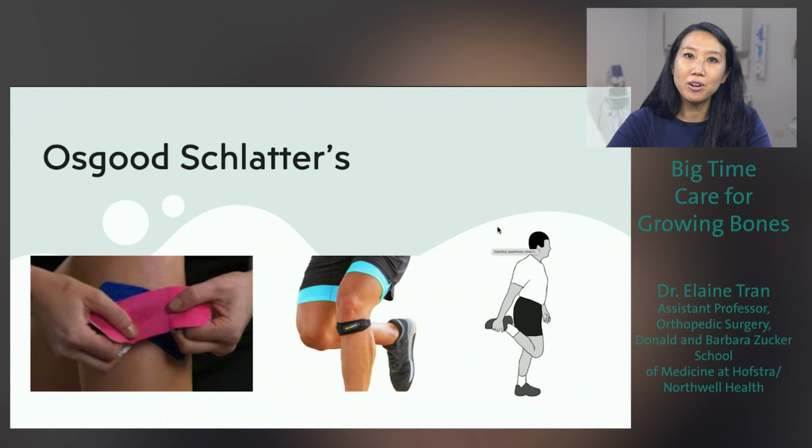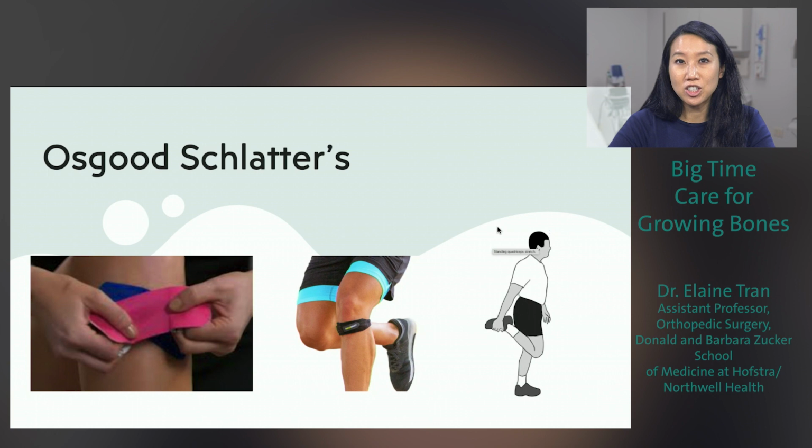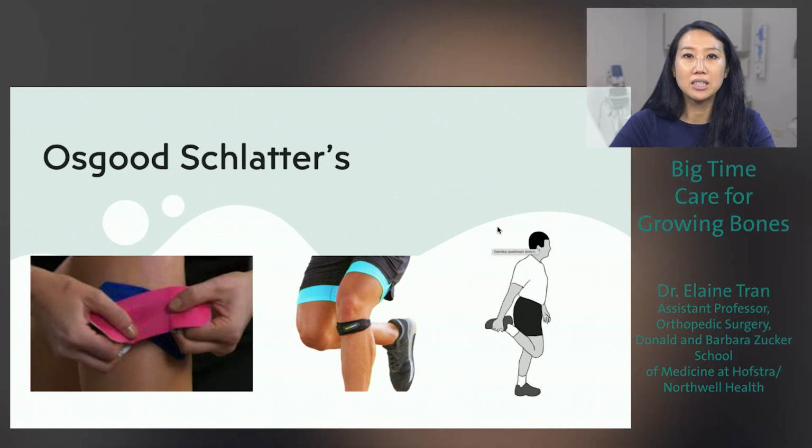But it is something that can happen on one side, on the other side. It can come and go. It can be on both sides. So understanding how to manage it is really important. We're going to do similar things to the Sever's apophysitis. So activity modifications based upon how severe these symptoms are.